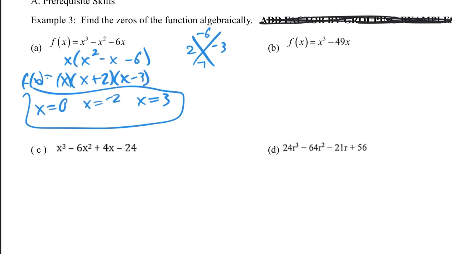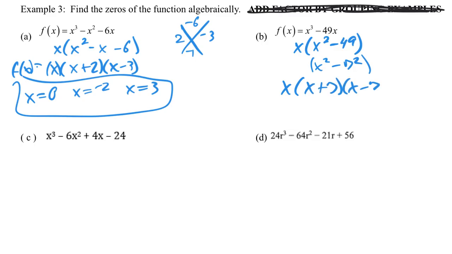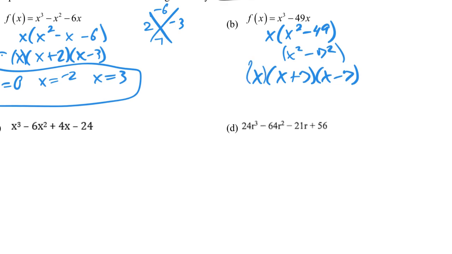All right? So same thing happens on B. This has an x in common, so I can take the x out. That gives me x squared minus 49. Again, you could factor that using the x method, but this is just x squared minus 7 squared. So that's the difference of 2 squares. So I could factor it, and that's x plus 7 and x minus 7. And so then my zeros are x equals 0, x equals negative 7, and x equals positive 7.